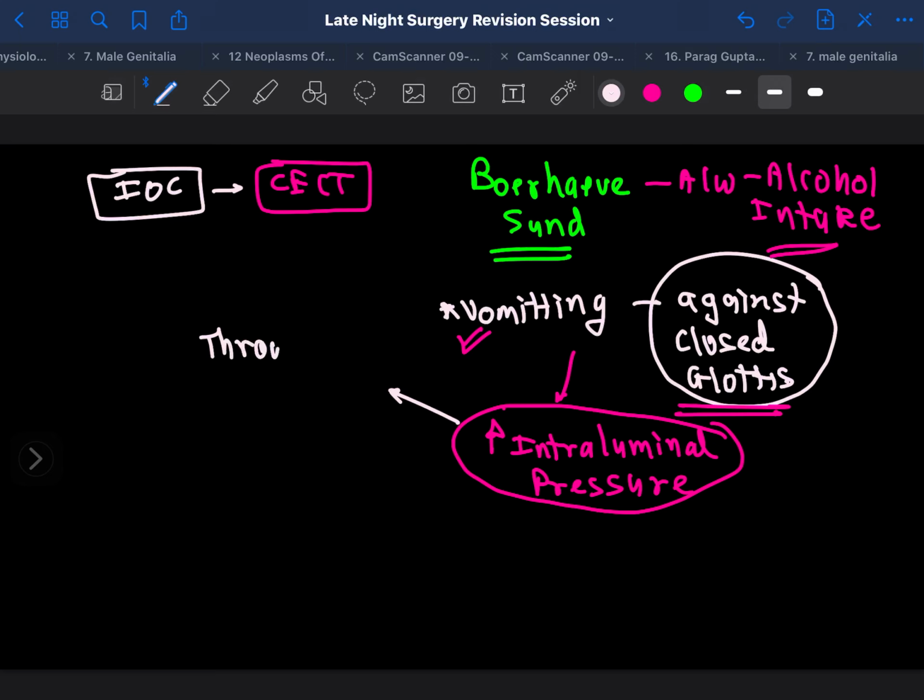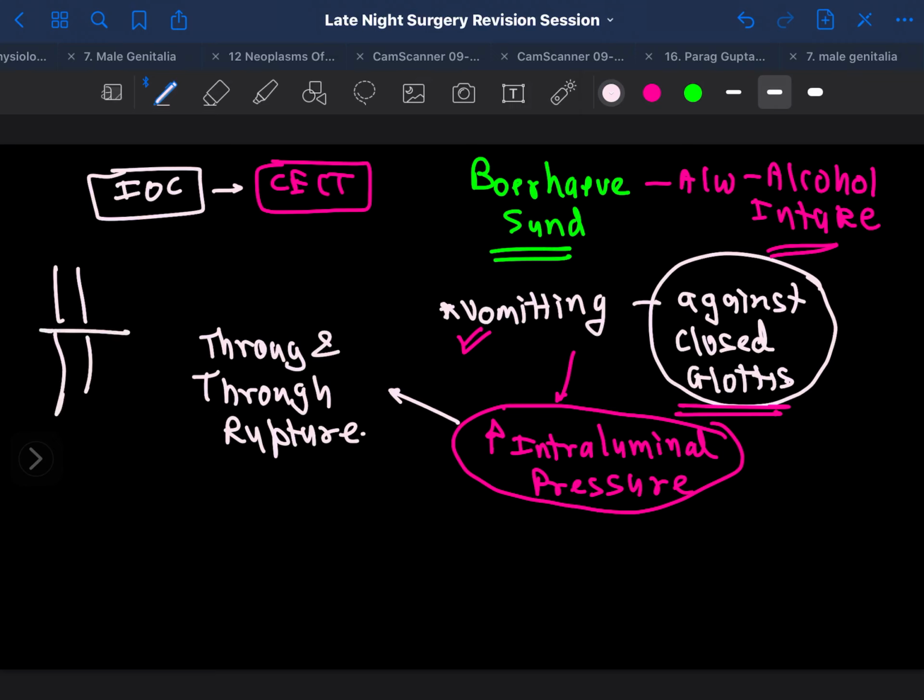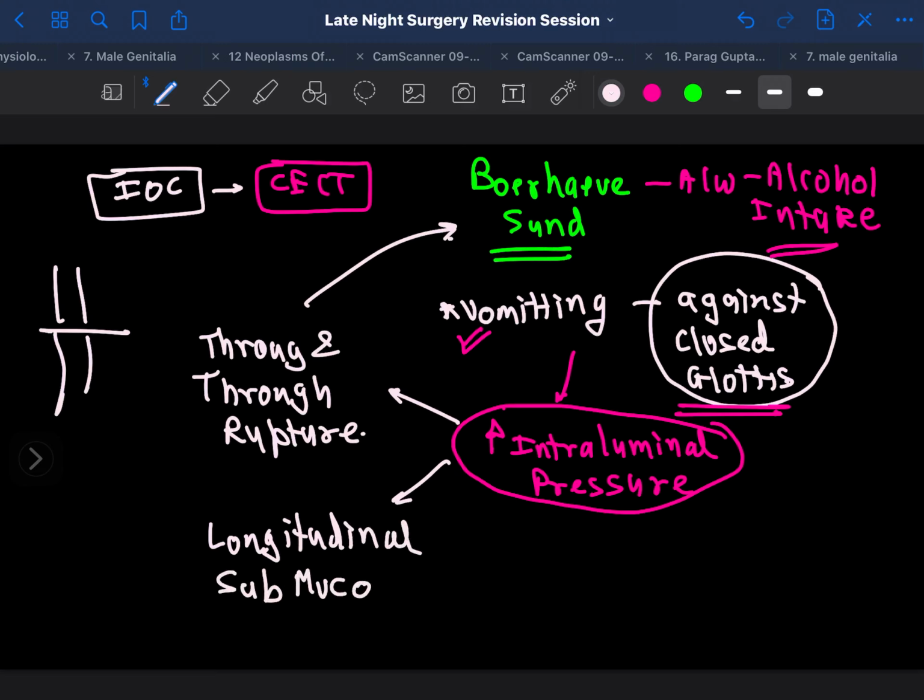Either there can be a through and through rupture of the esophagus. So what do you understand by through and through? I mean that the entire wall of the esophagus is rupturing off. This is what is called Boerhaave syndrome. Or there can be a longitudinal submucosal tear.